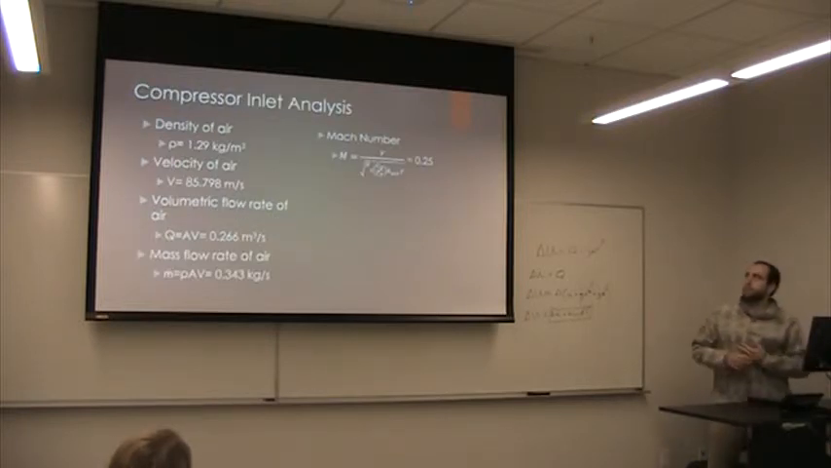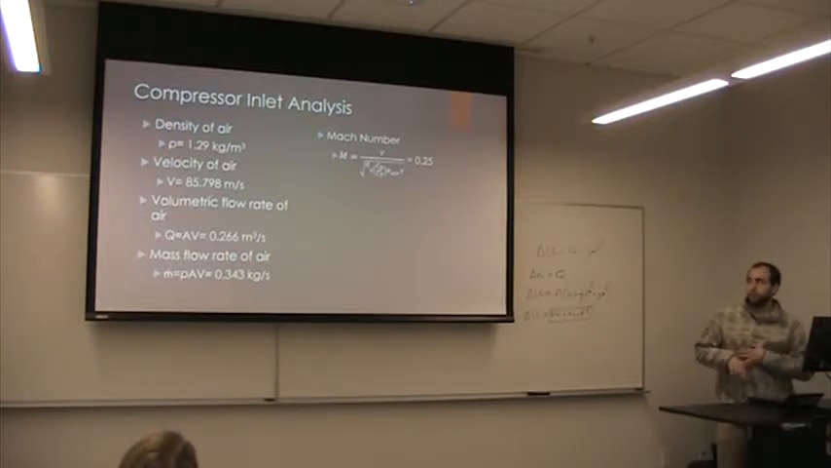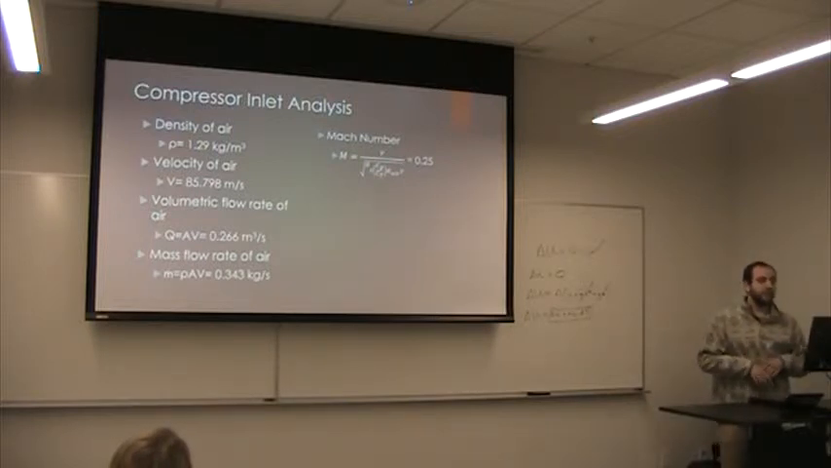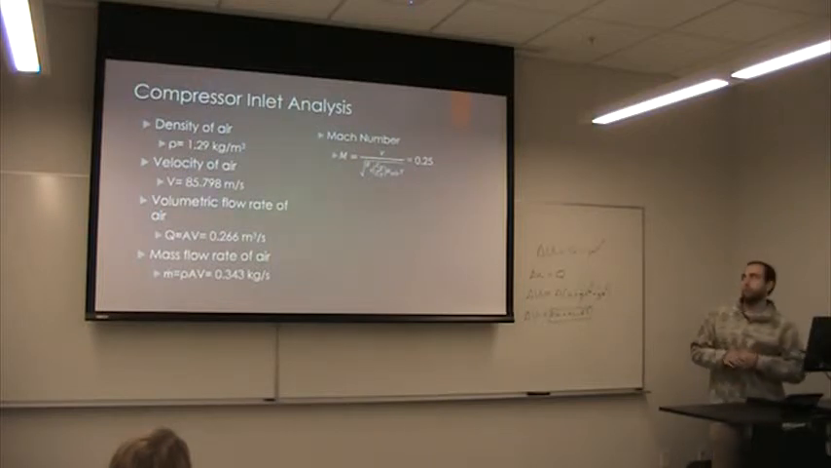Then looking at the compressor inlet, which is just the very first part of this, basically what's the air coming into our system. The density of air was found to be about 1.3. The velocity of the air entering was about 86 meters per second. The volumetric flow rate was 0.26, and the mass flow rate of air about 0.34 kilograms per second, and the Mach number was found to be about 0.25.